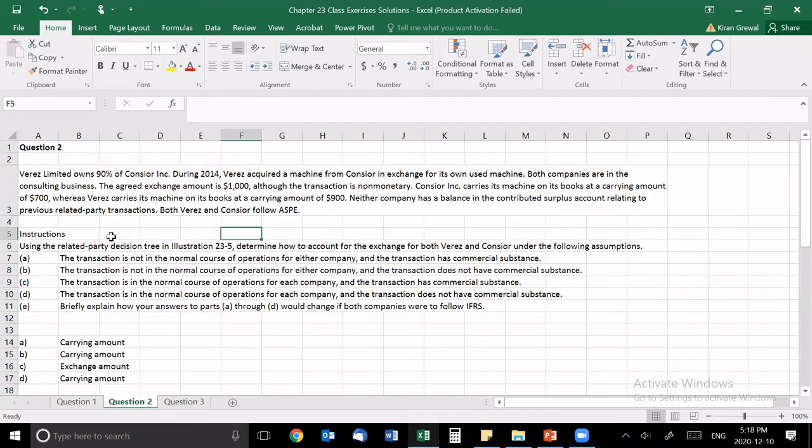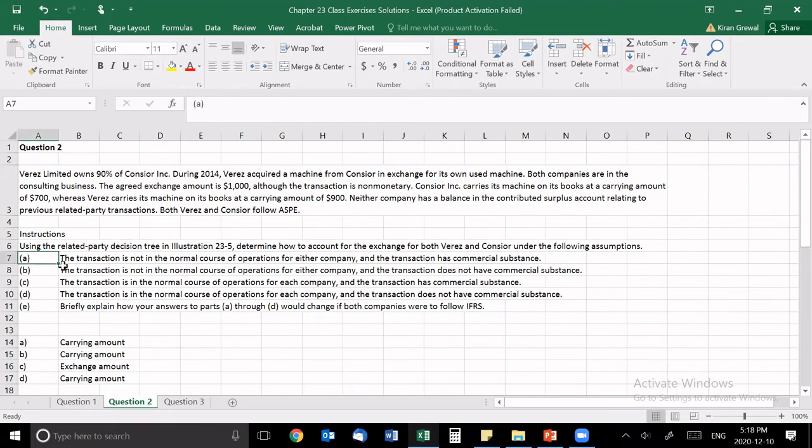So using the decision tree, determine how to account for the exchange under the following assumptions. So what I want you to do now is read all of these 5 assumptions and then find out whether we're going to record this at the carrying amount or the exchange amount. So go through the decision tree, and then you can come back here for the take up.